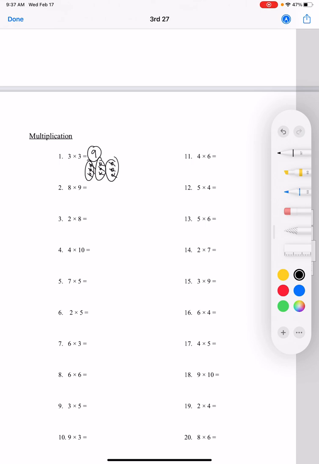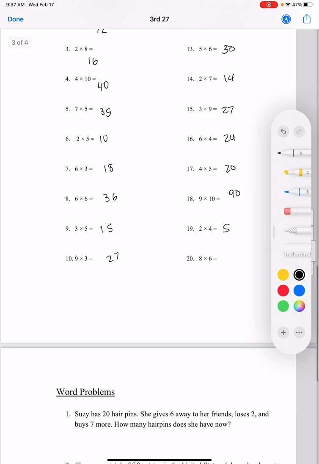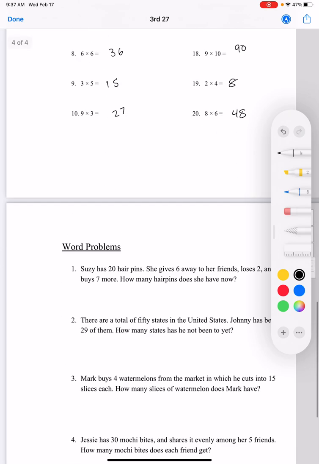8 times 9 is 70, no, 8 times 9 is 72, my bad, 72. 8 times 2 is 16, 4 times 10 is 40, 5 times 7 is 35, 5 times 2 is 10, 6 times 3 is 18, 6 times 6 is 36, 15, 27, 24, 20, 30, 14, 27, 24, 20, 90, 8, and 48. Okay, word problems.